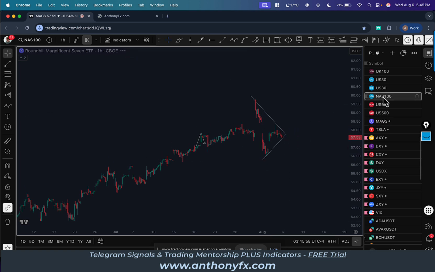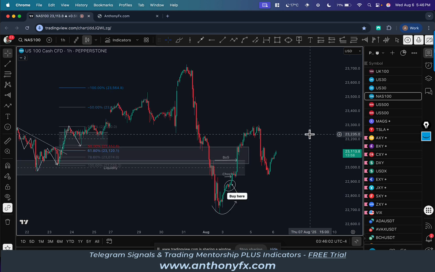Let's have a quick look at the NAS. What's this thing doing? Buy here. Oh yeah, this was an idea I sent in. If you have a look at my ideas, that was a nice outcome. That was the last NAS idea that I posted.